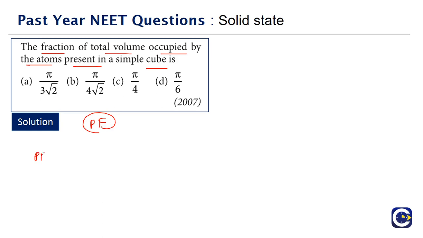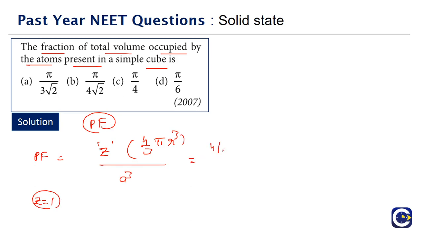Now what is the packing fraction formula for any type of cubic cell? Z into 4 by 3 pi r cube divided by a cube. Z is the number of atoms per unit cell. Simple cubic means what is the Z value? Z is equal to 1. And this formula, 4 by 3 pi r cube by a cube, will be simplified when we look at the relation between the r value and a value.